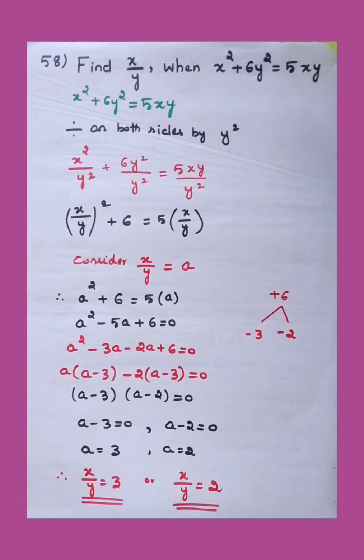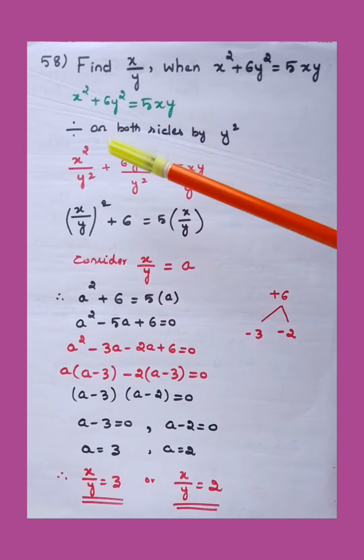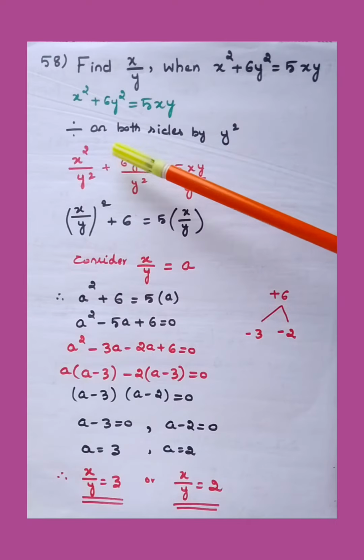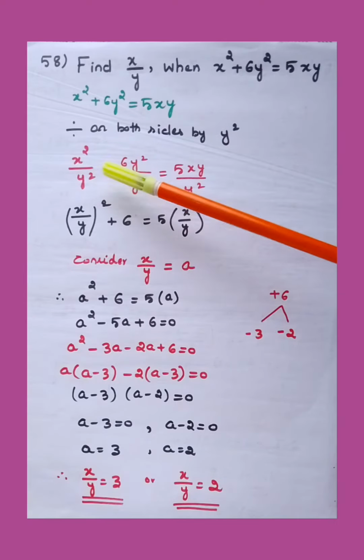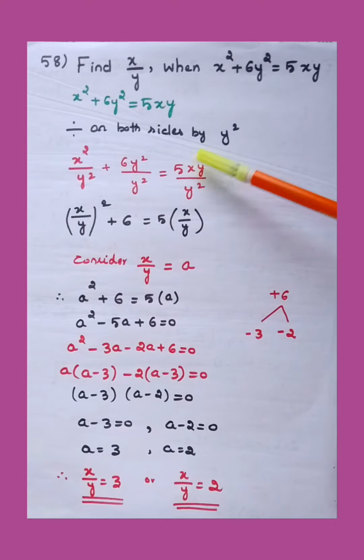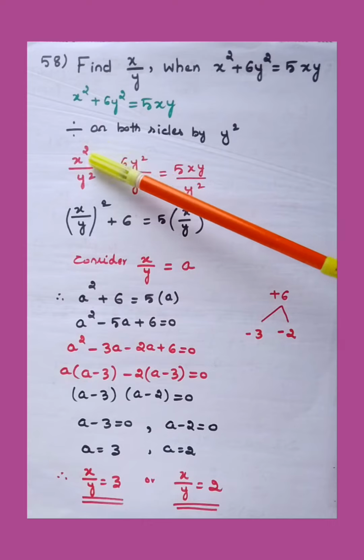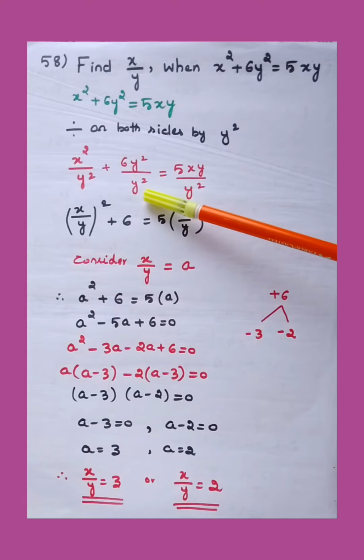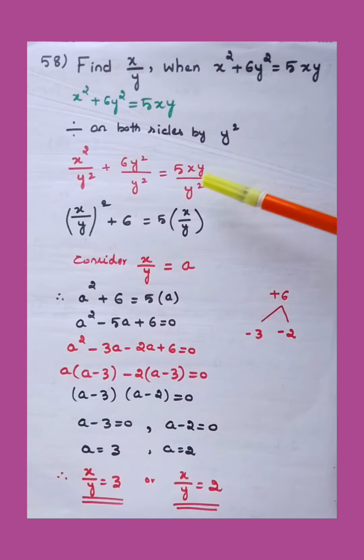And whenever you do that division or multiplication, you have to do it on either side, both the sides. Divide on both the sides by y square. Hence we get this equation in the form of x square by y square plus 6y square by y square, which is equal to 5xy by y square. I am writing x square by y square as x by y whole square, plus y square is cancelled, just 6 only. Here y and y square get cancelled, you get 5 of x by y.